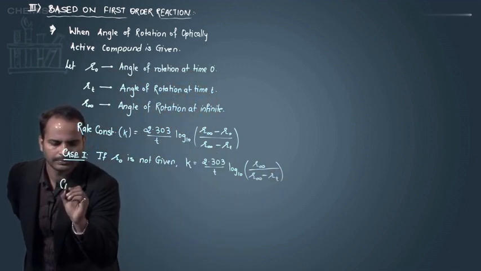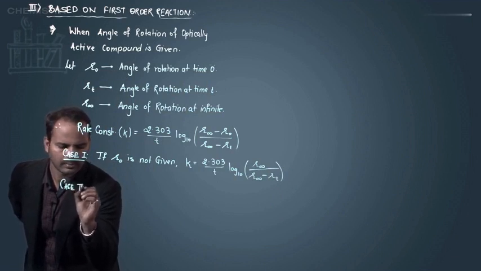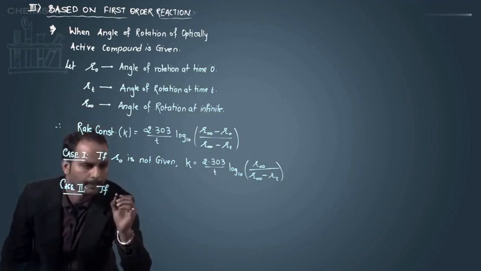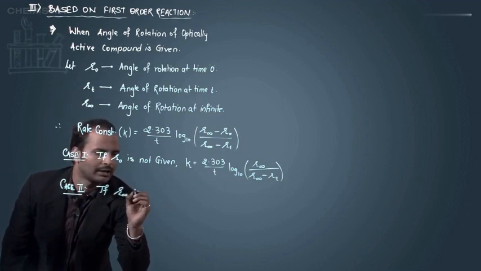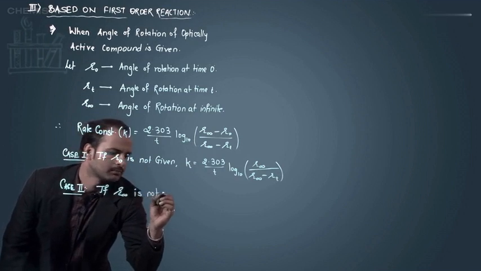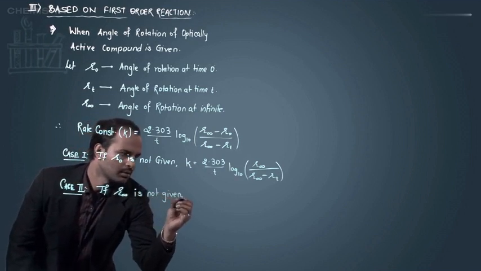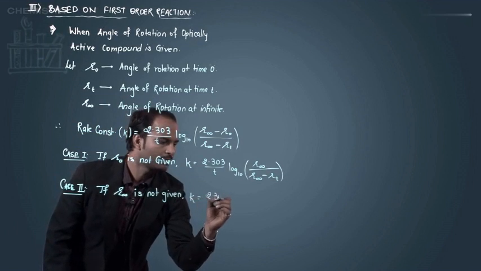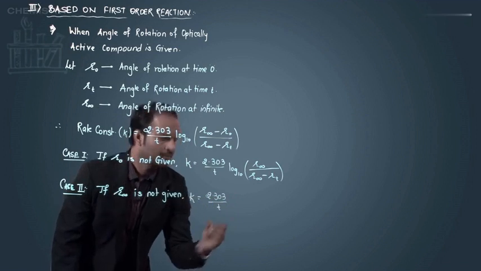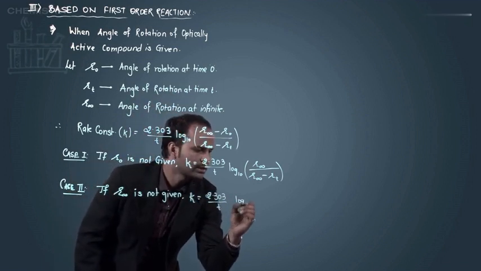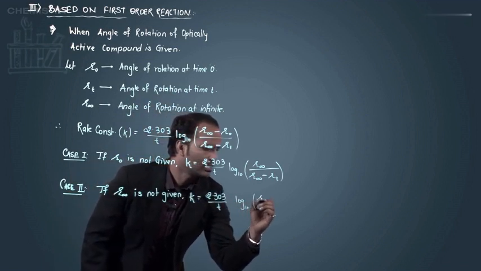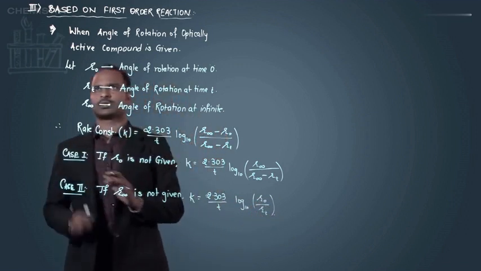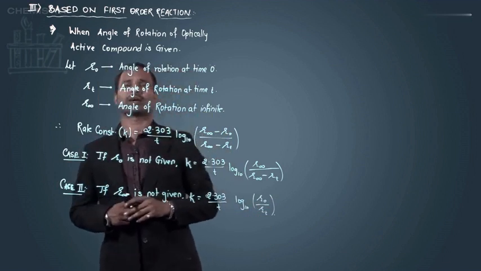And case 2: if R infinity is not given, then K is equal to 2.303 upon T log of R naught upon RT, since infinity will not be considered in the formula. So this is the third case, when the angle of rotation is given.